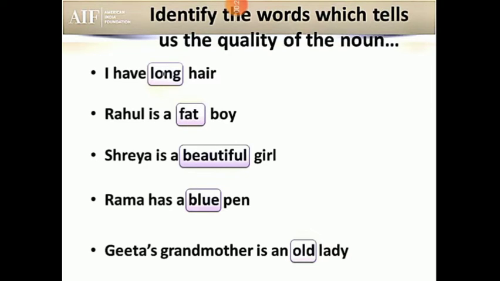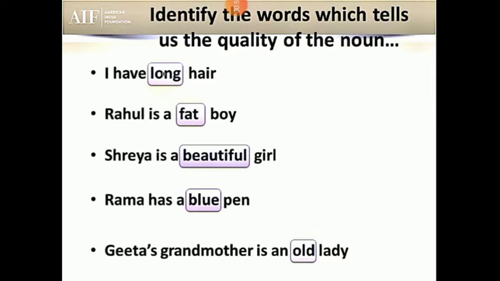Rahul is a fat boy. Rahul is a noun. So, how is he? He is fat. It explains the quality of Rahul, or what kind of person Rahul is. He is a fat boy. So, the word fat is adjective of quality. Shreya is a beautiful girl. How is Shreya? Shreya is beautiful. So, the word beautiful is adjective of quality.